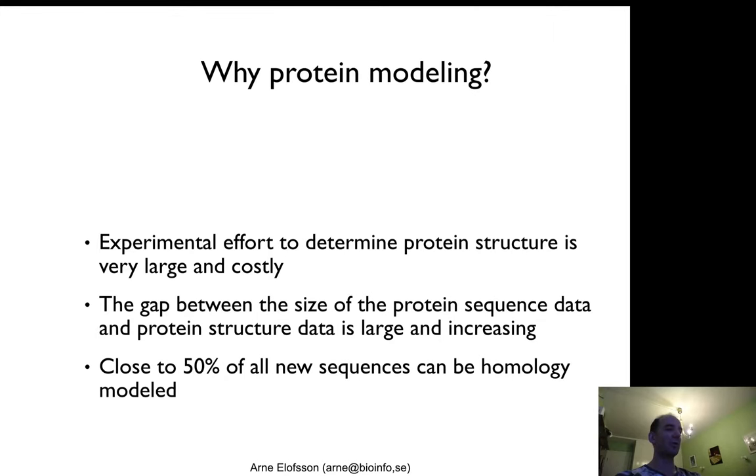On the other hand, most of the proteins in my body look the same as in your body. Even if they're different, by one or two amino acids here and there, they're very similar. So you can actually model them quite well by using homology modeling. And probably at least about 50% of the sequences today can be modeled by homology modeling.